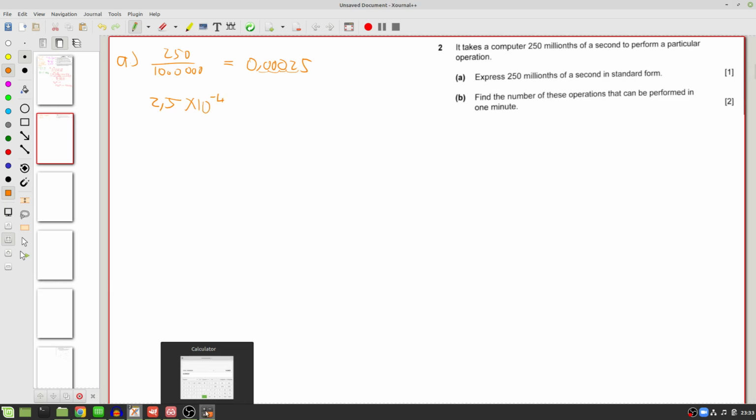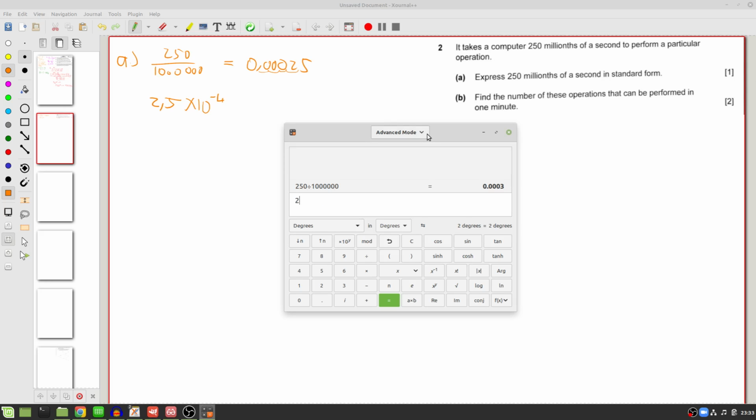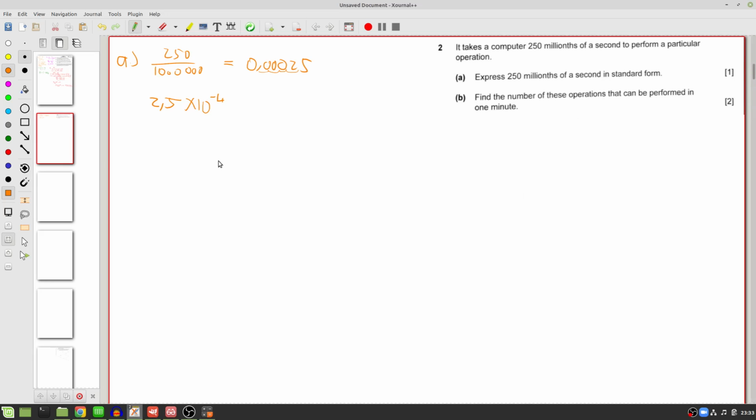So let's just check that out. What happens if we type that in the calculator? Do we get the correct answer? 2.5 times 10 to the power negative 4. So we see we get our answer. So that's right. So that's one method you can use to check if your answer was correct. All right. So that was question A.